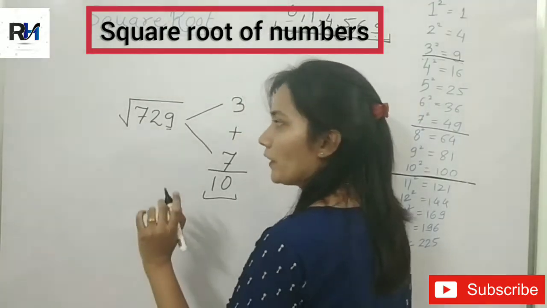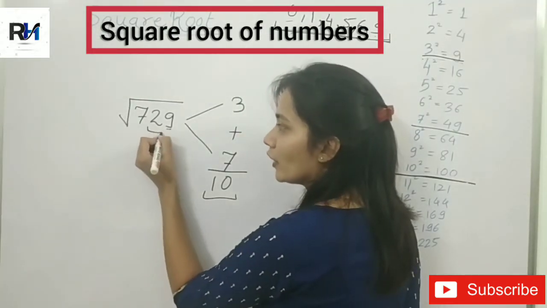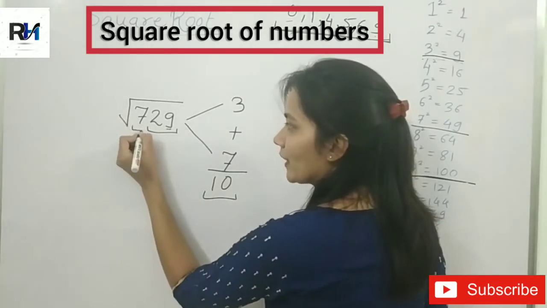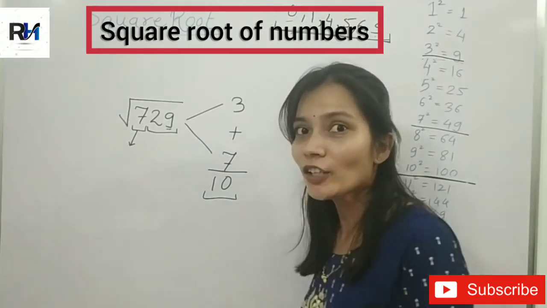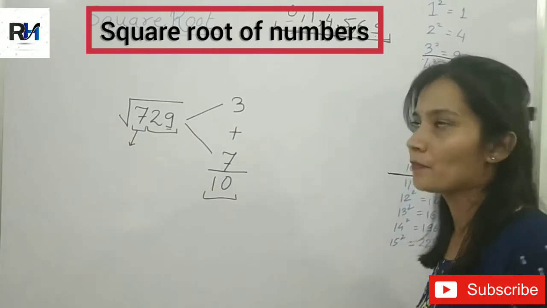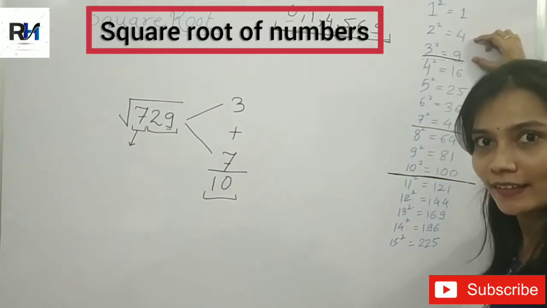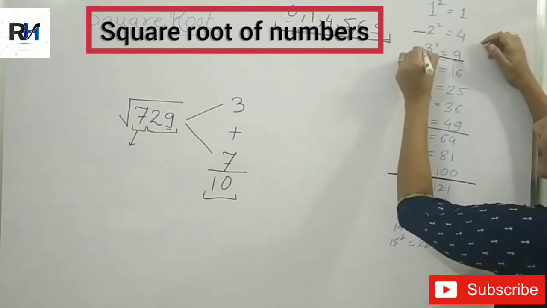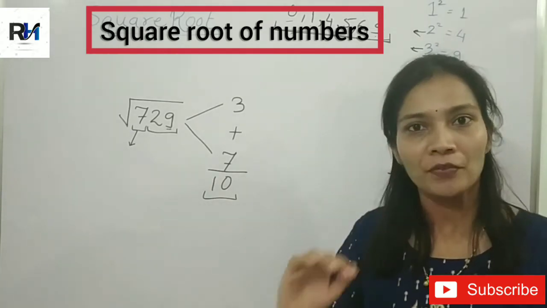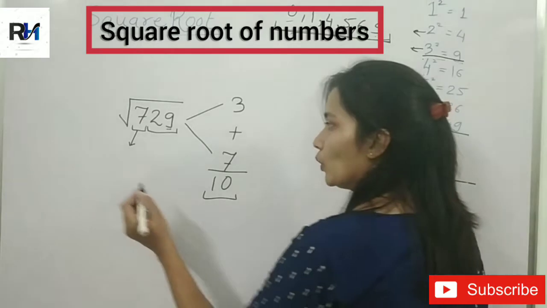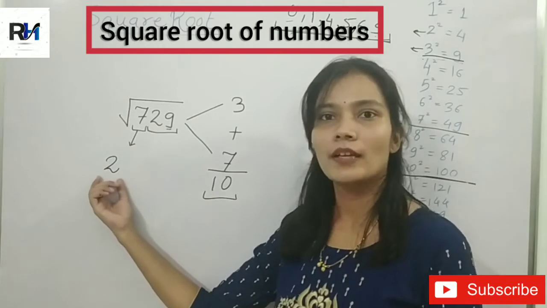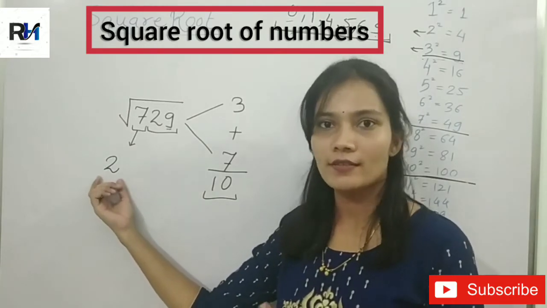We are finding the square root. So we have to group the last two digits in one group and the remaining one in another group. The remaining one is 7. Again you have to see in the table between which squares 7 comes. Between 4 and 9, so it comes between 2 and 3. You have to take the lower number, that is 2, and write it here. It is fixed that 2 is the first digit of your square root.